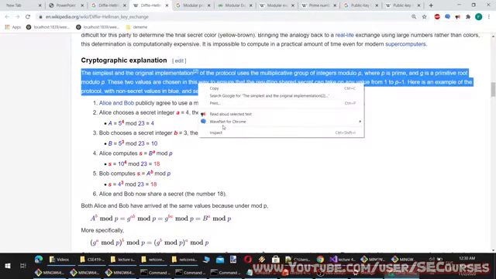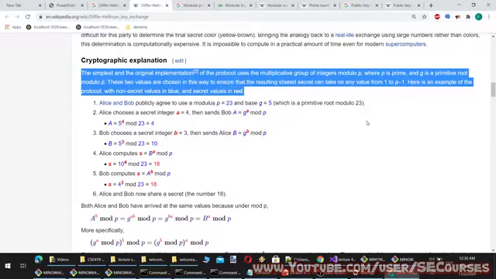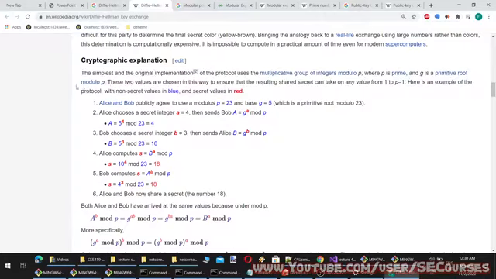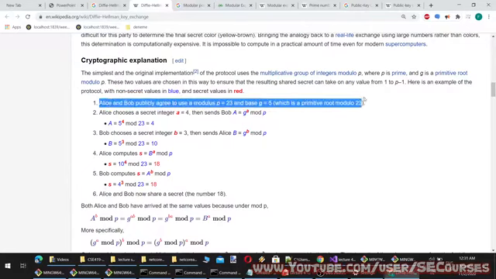Cryptographic explanation. The simplest and the original implementation of the protocol uses the multiplicative group of integers modulo p, where p is prime, and g is a primitive root modulo p. These two values are chosen in this way to ensure that the resulting shared secret can take on any value from 1 to p-1. Here is an example of the protocol, with non-secret values in blue, and secret values in red. So let's read one by one.